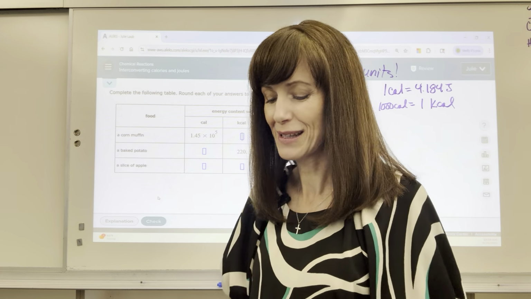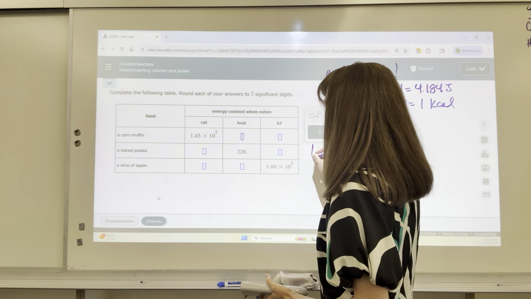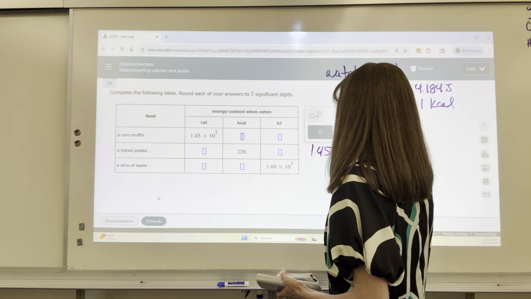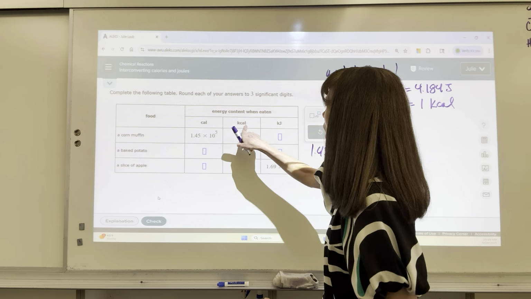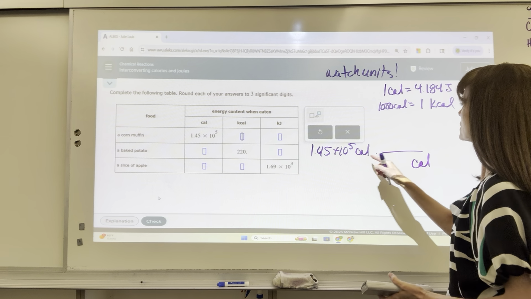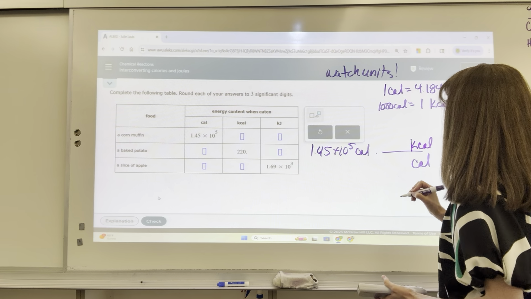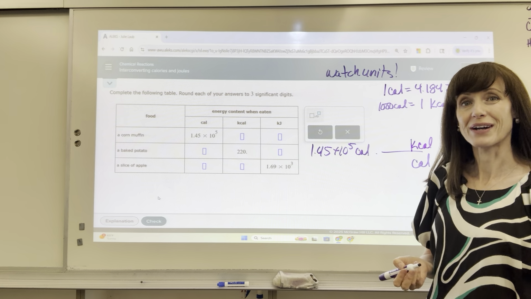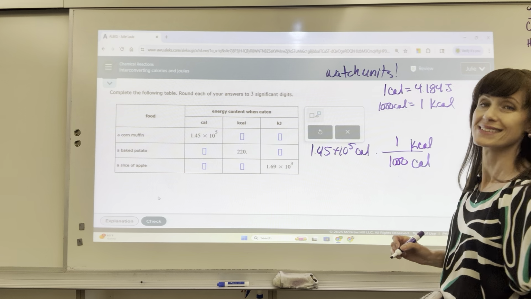So I have my calculator ready. Let's start writing this out. I'll put it right here, 1.45 times 10 to the 5 calories. I want to go to kilocalories. So if I want to get rid of calories, I put those in the denominator so that they cancel. I want kilocalories in the numerator, and then I just attach the correct conversion. 1 kilocalorie is 1,000 calories.